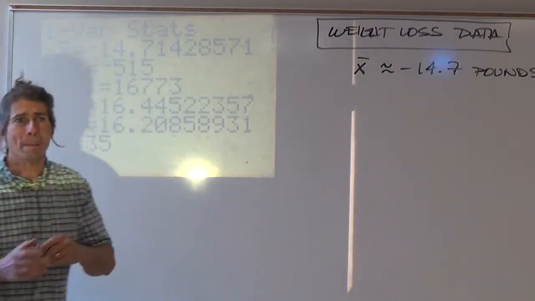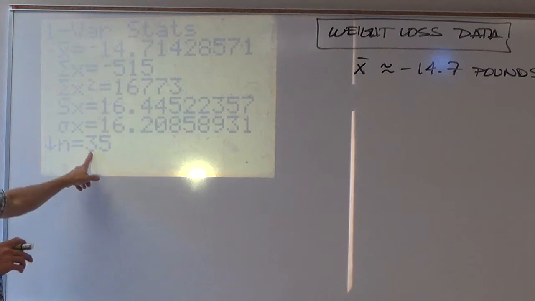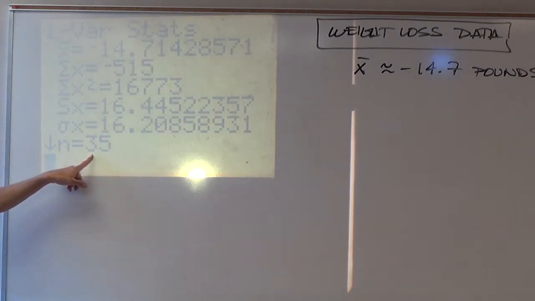Interpret that for me again. What does it mean to have an average of negative 14.7 pounds? On average over time, good, those women lost 14.7 pounds. So these 35 women, not all of them lost weight, right? But on average, they lost 14.7 pounds. Meaning, what happened to the ones that gained? What happens to the average? Look back at your data.